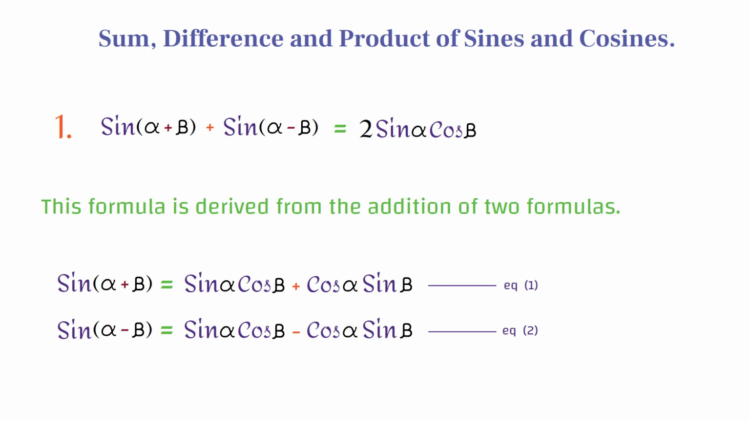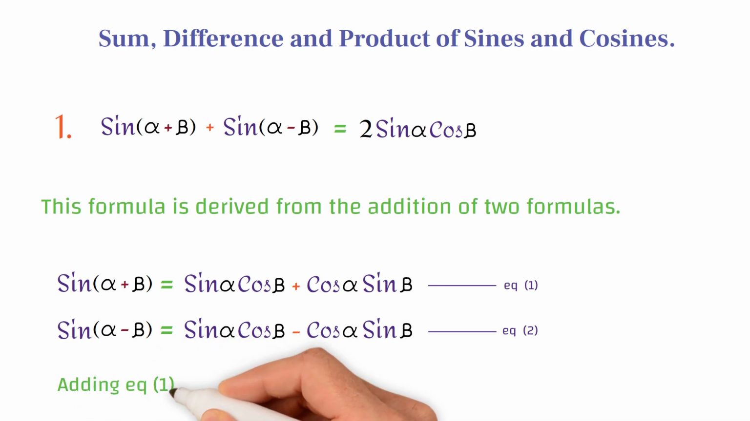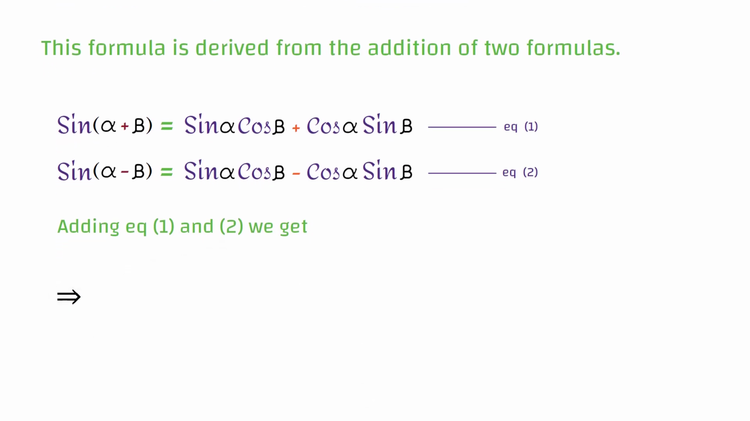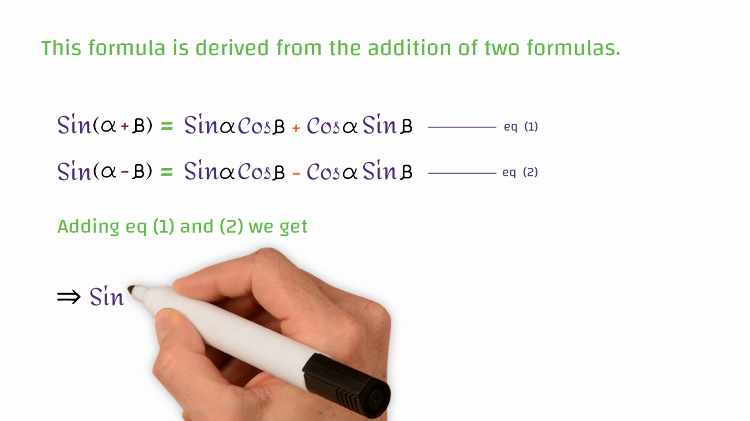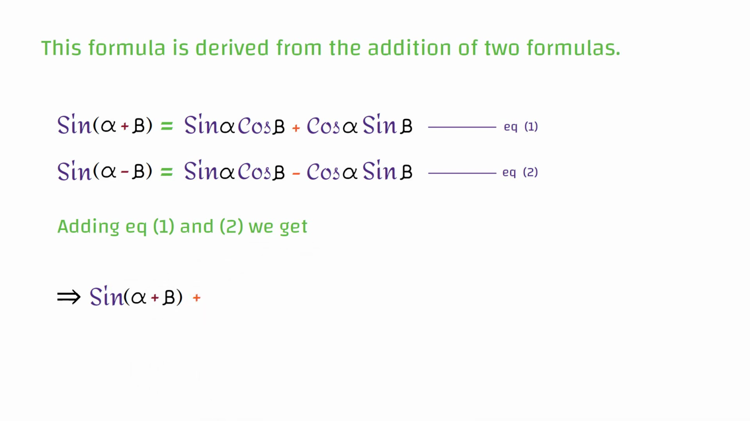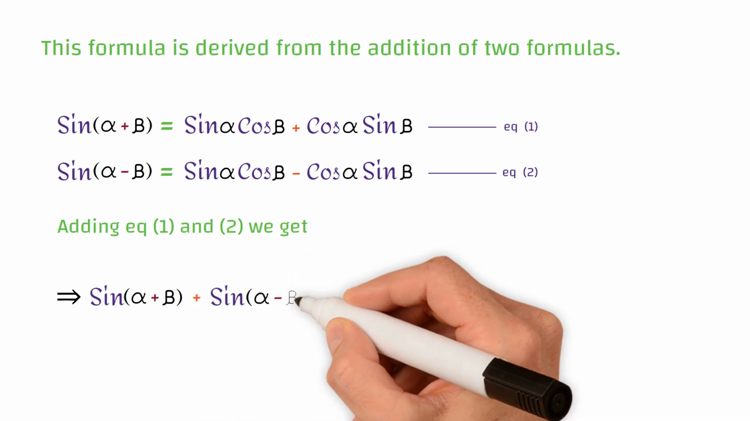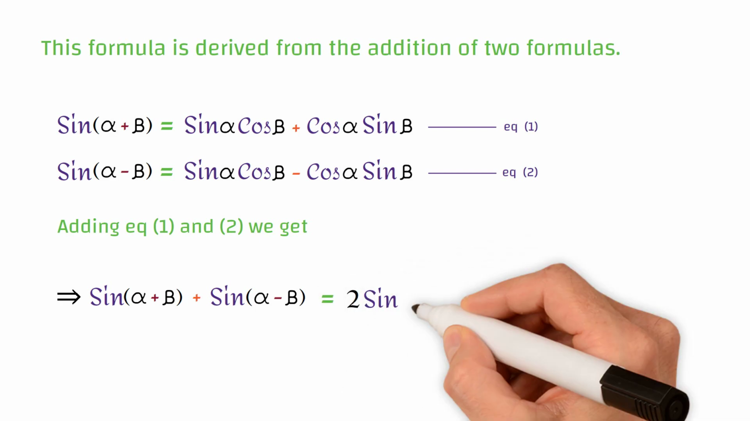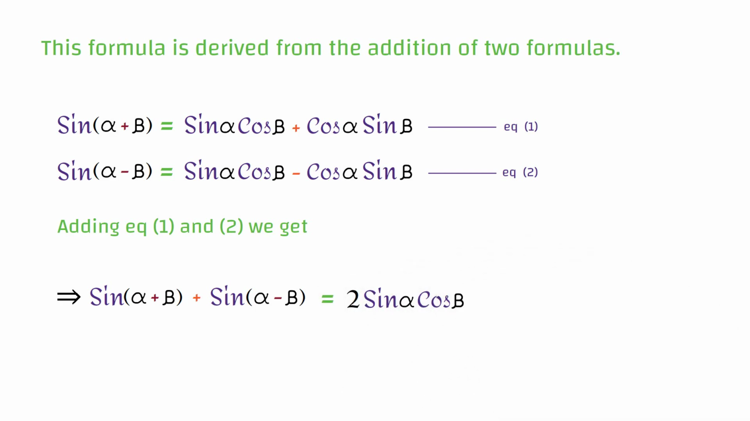Now we can simply add equation 1 and equation 2 to get our final result, that is the formula which we have written above, sin(α+β) + sin(α−β). That gives you 2 times sin α cos β. So this is one of the important results.